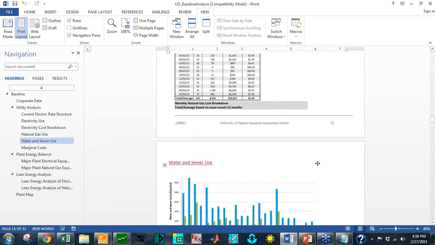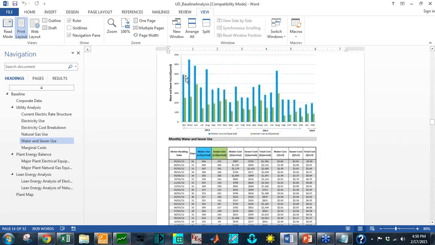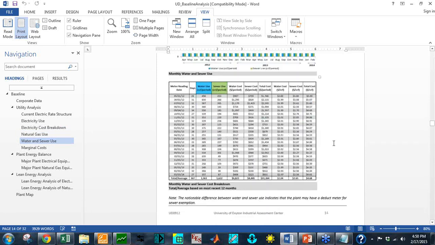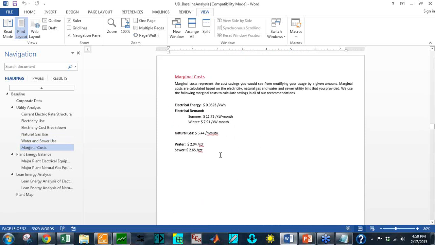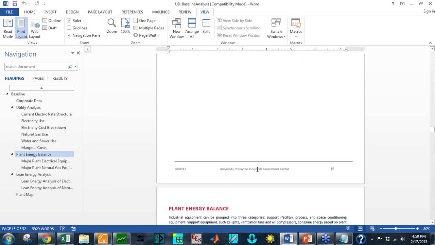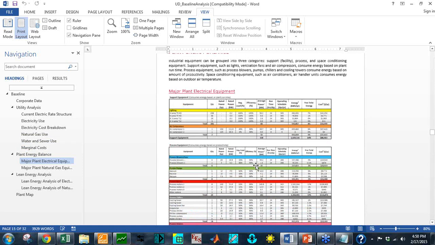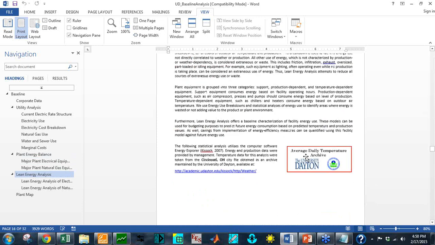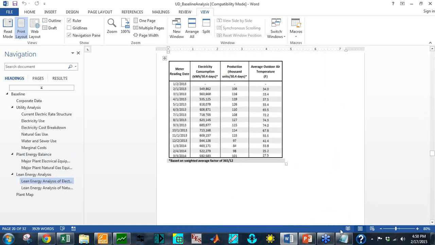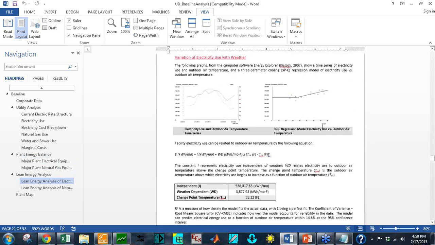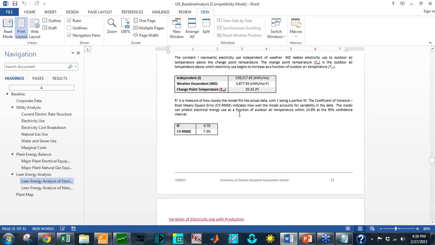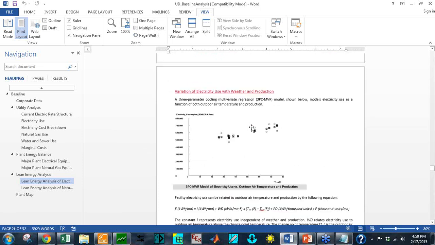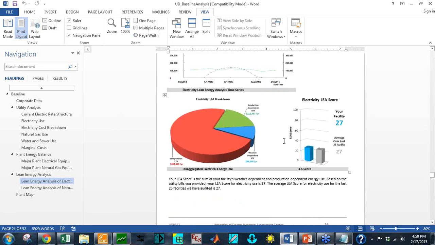We have the same thing for natural gas and water. In this case, they had sewer exemption, so that's what that looks like. Just a summary of the marginal cost, like I mentioned before. And then you guys saw this plant energy balance. And then our lean energy analysis, the data set that you saw on the notepad. It's just a little bit cleaned up. And then we have all of the information from the Energy Explorer outputs that I showed you. And then their LEA score.